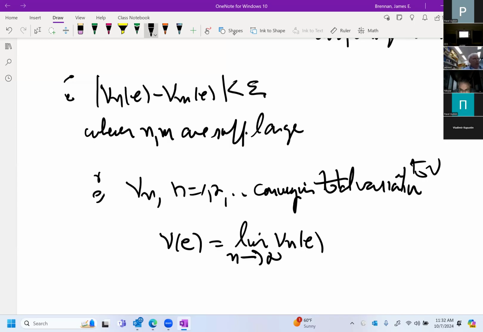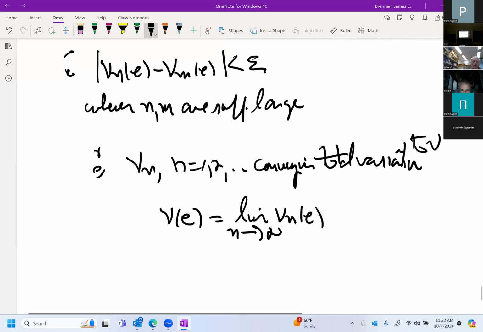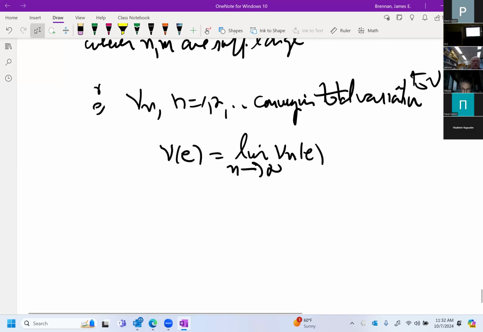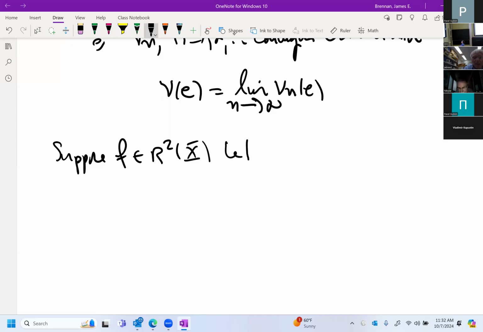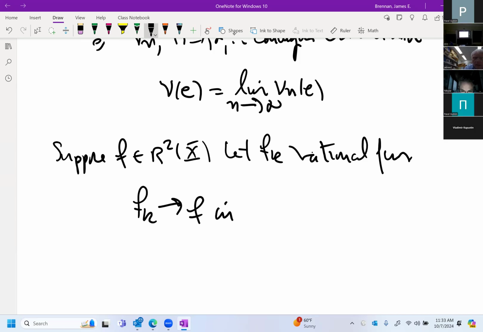Okay, so now I'm going to describe how we get boundary values, and then probably I'll whisk through the latter part of the thing, because I'll really run out of time. So suppose that function f is in R2 of x, that is the completed space. And let fk be rational functions, such that fk tends to f in L2 of x dA.